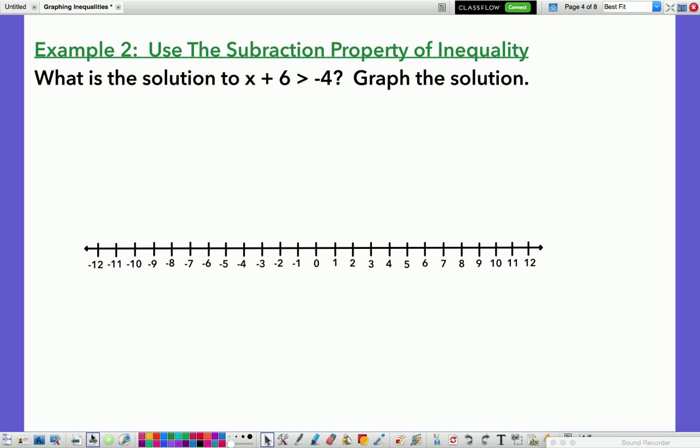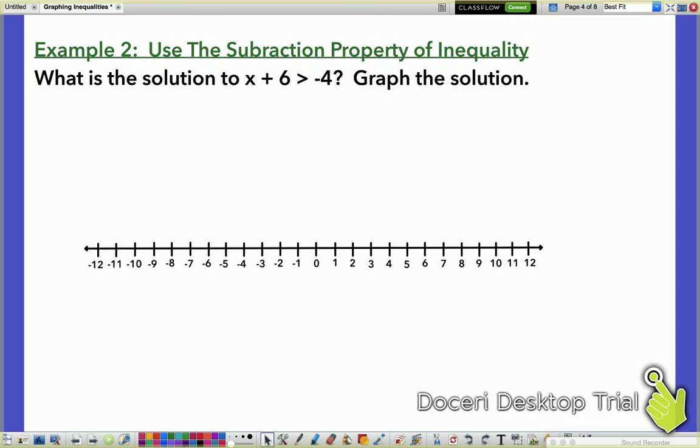All right, using the subtraction property. So obviously we're going to have addition and we're going to subtract. Okay, and then we'll graph our solution. So x plus 6 is greater than negative 4. So since I'm adding 6, I'm going to subtract 6 from both sides.